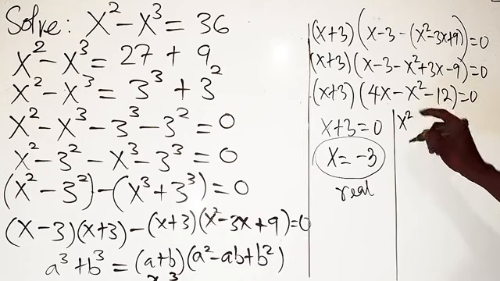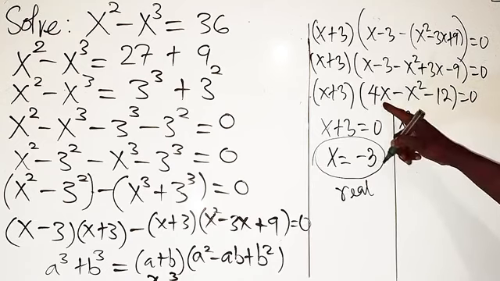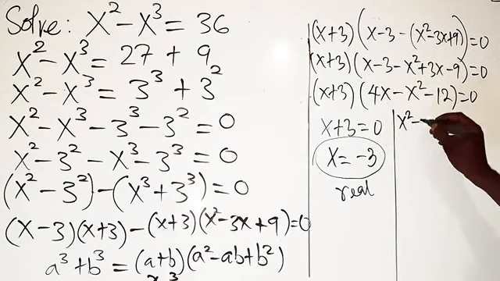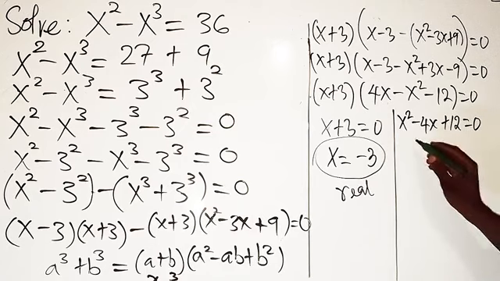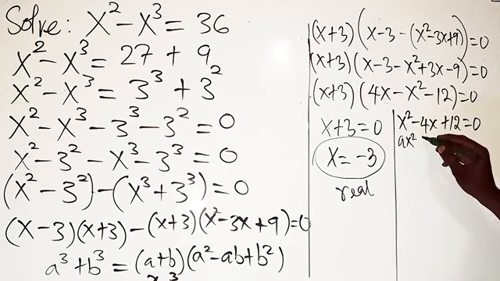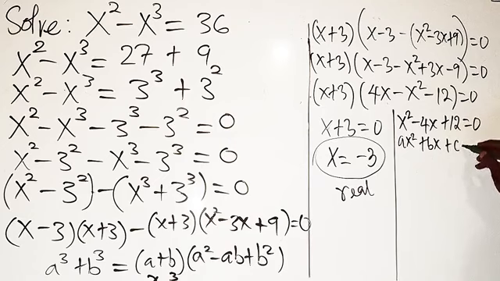Therefore, we are going to take everything to the right hand side. We have x squared. If 4x goes to the right hand side, we are going to have minus 4x. If this goes to the right hand side, we have plus 12 equals 0. Are you following? Now from there, we can compare this with ax squared plus bx plus c equals 0. That is the general form of a quadratic.